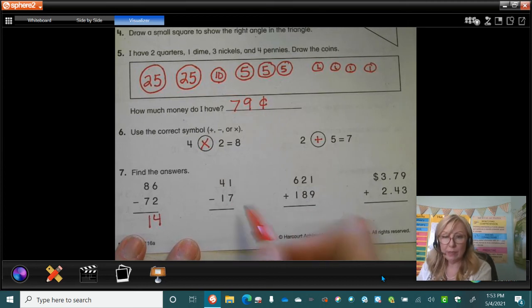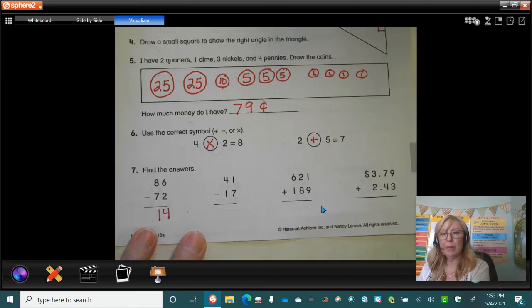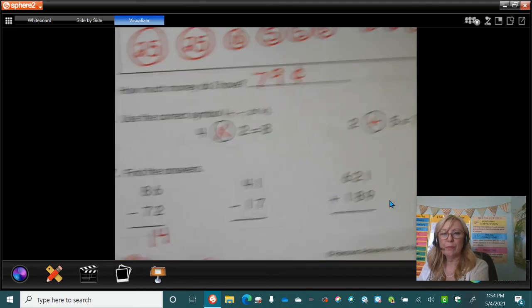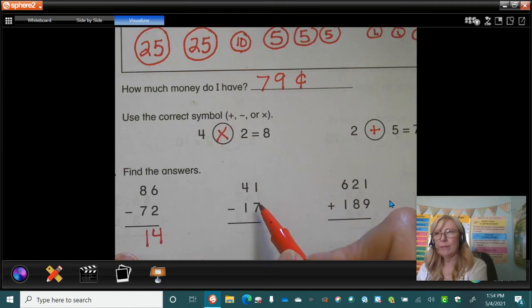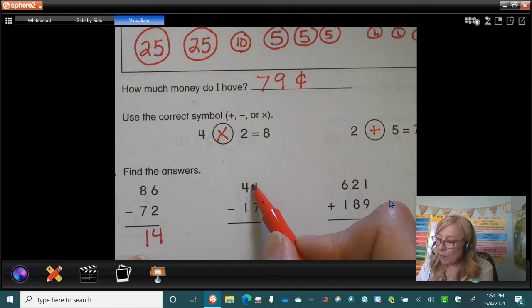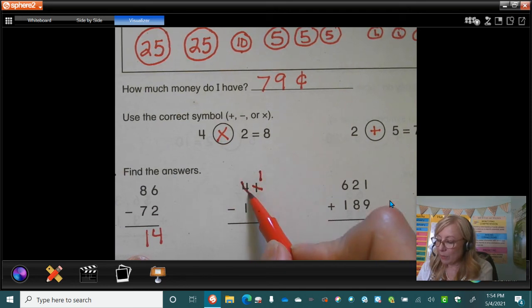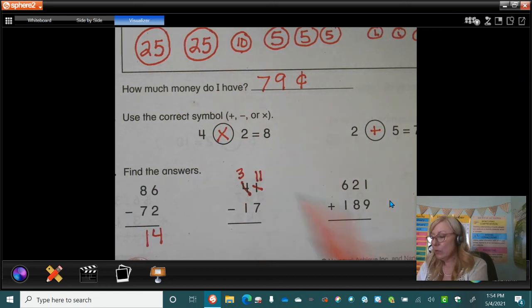41 minus 17. Okay, I'm going to start with my ones column. I'm going to make this just a little bigger for you. All right, 1 minus 7. I can't subtract 7 from 1 because 7 is more than 1. So I'm going to reorganize my problem and borrow from my neighbor. My 4 becomes a 3 and my 1 becomes an 11. So 11 minus 7. I can do that now. 11 minus 7 is 3.